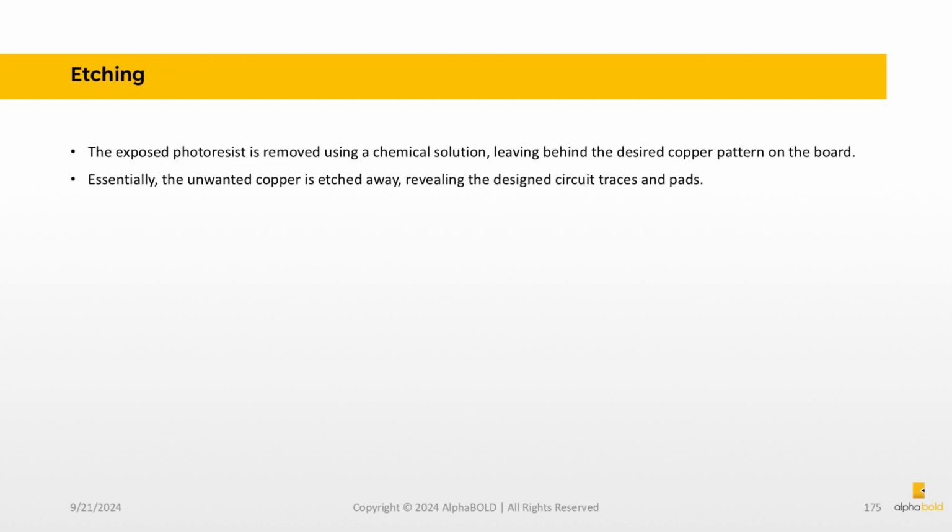Etching. The exposed photoresist is removed using a chemical solution, leaving behind the desired copper pattern on the board. Essentially, the unwanted copper is etched away, revealing the designed circuit traces and paths.